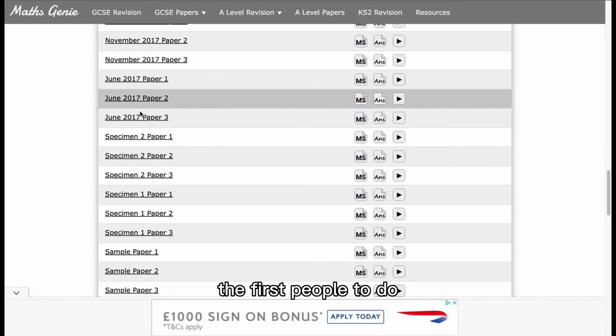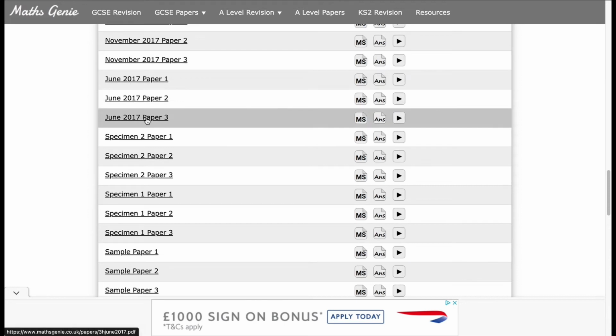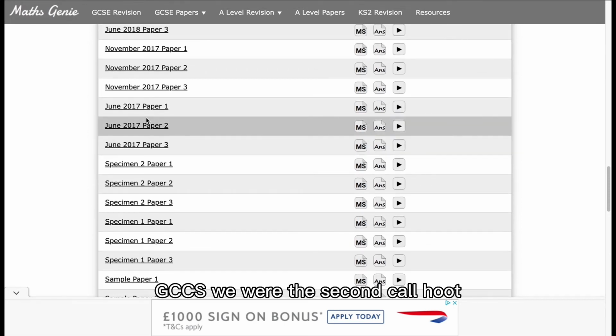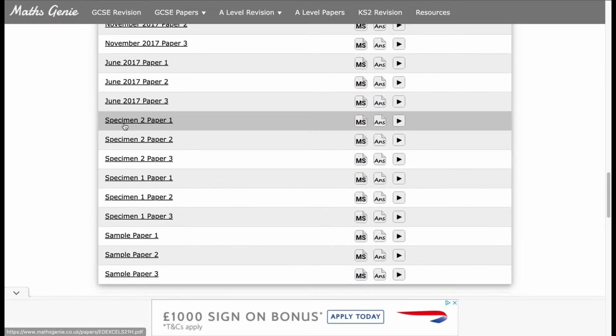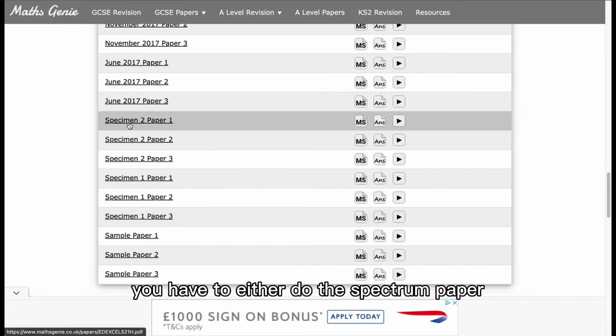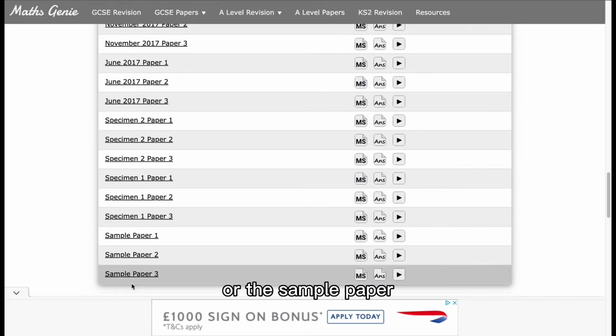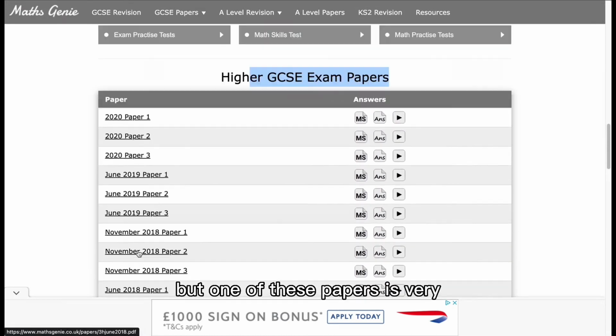is where the first cohort to do the grade 9-1 GCSEs. We were the second cohort. We were in the June lots. So when it comes to this, you have to either do the specimen paper, which was really good as well, or the sample paper. But one of these papers is very, very important.